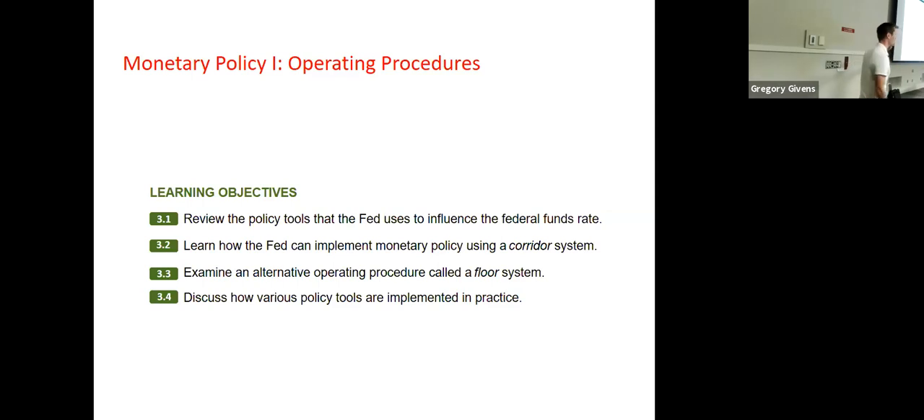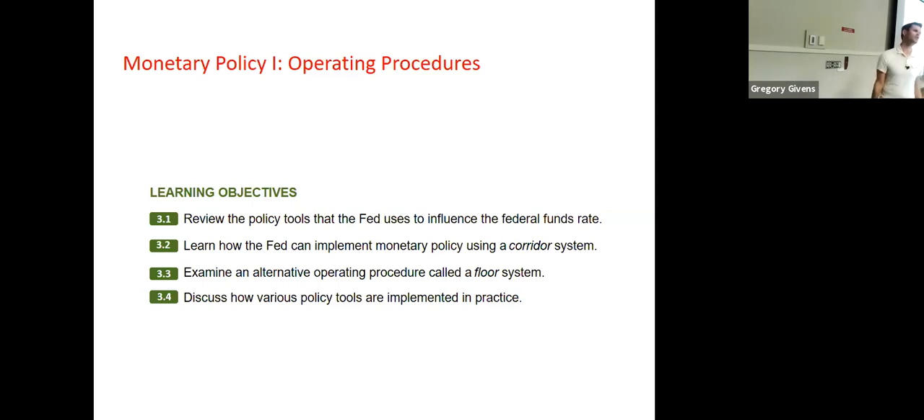After the financial crisis, the Fed engaged in a lot of different activities that affected the size of its balance sheet that caused it to have to move away from a corridor system to a very different type of operating system that we'll talk about on Wednesday, and that's what's called a floor system.